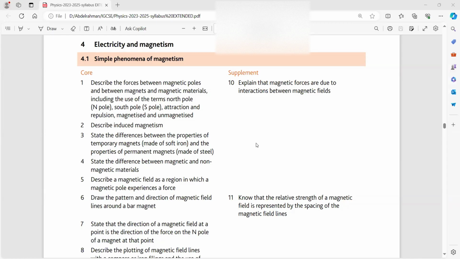Unit 4, 5, and 6, inshallah. Starting off with electricity and magnetism.